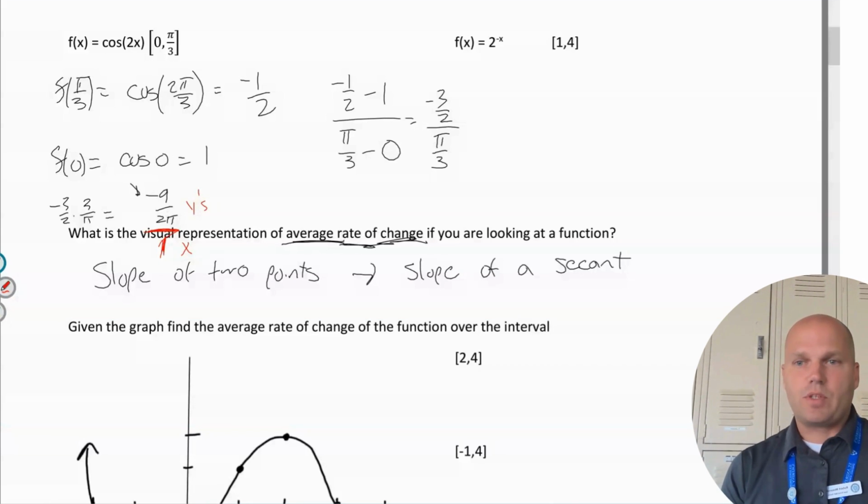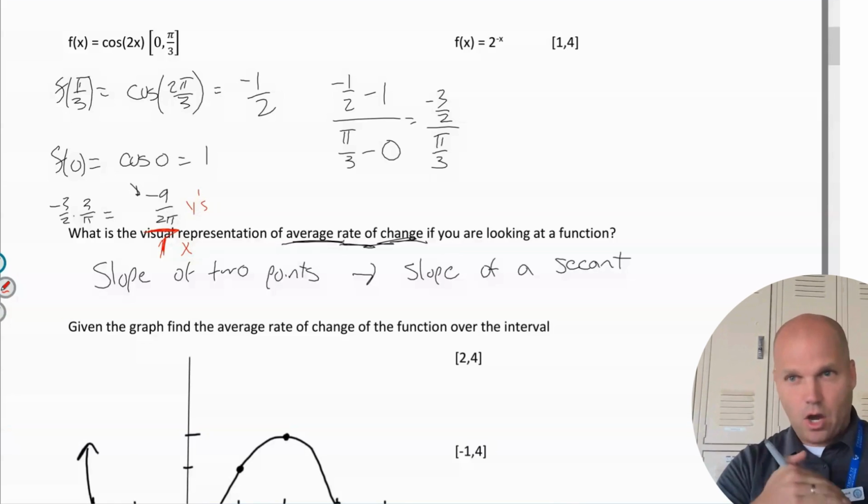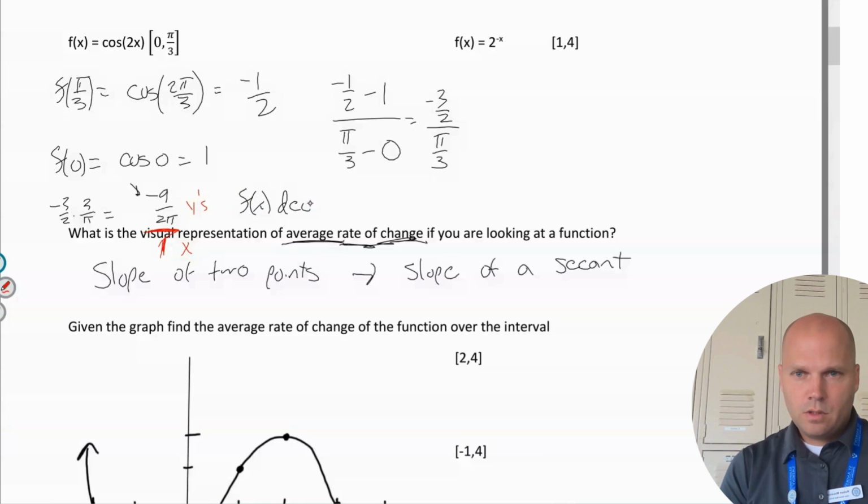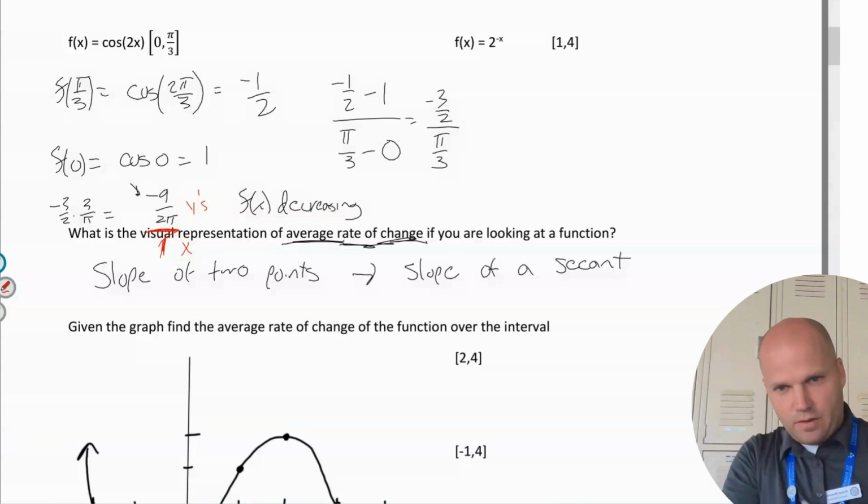Now we see that the slope is negative. What we'd be able to see is that this function is decreasing on average. It's going down on average over the interval 0 to pi over 3. So f of x is decreasing. That slope being negative, think about negative slopes.